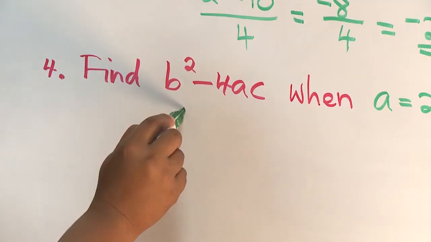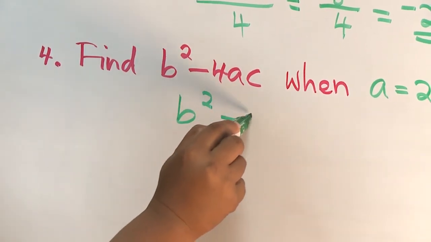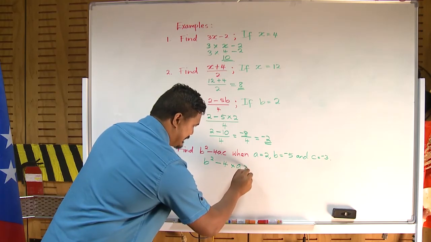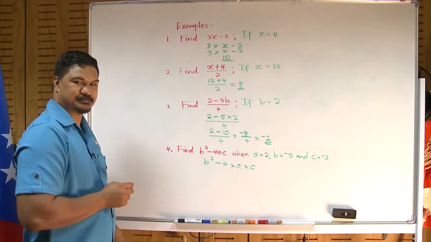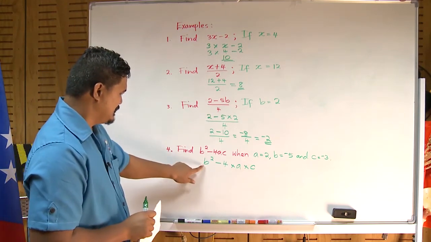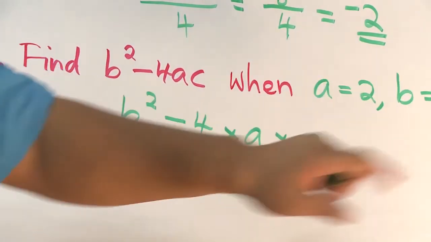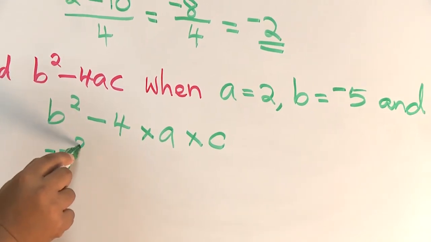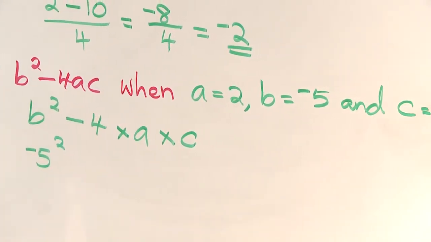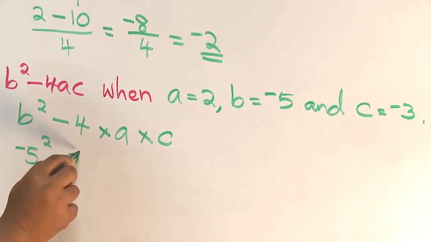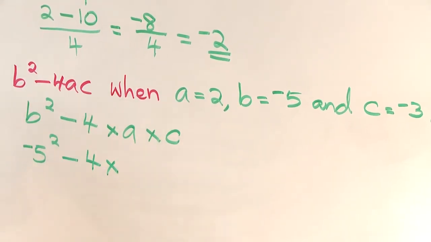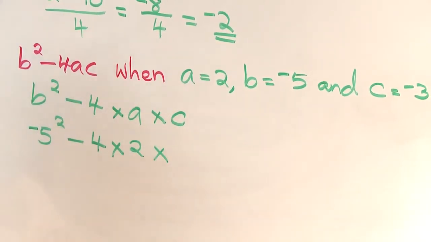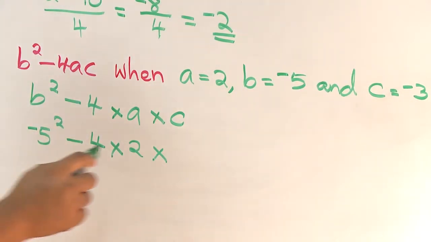So b squared minus 4ac means 4 multiplied by a and then multiplied by c. Okay, so b here is represented by negative 5. So now we have negative 5 to the power of 2, or negative 5 squared. Then we minus, or take away, 4 multiplied by our a. A in this case is equal to 2, and c is equal to negative 3. Very good.